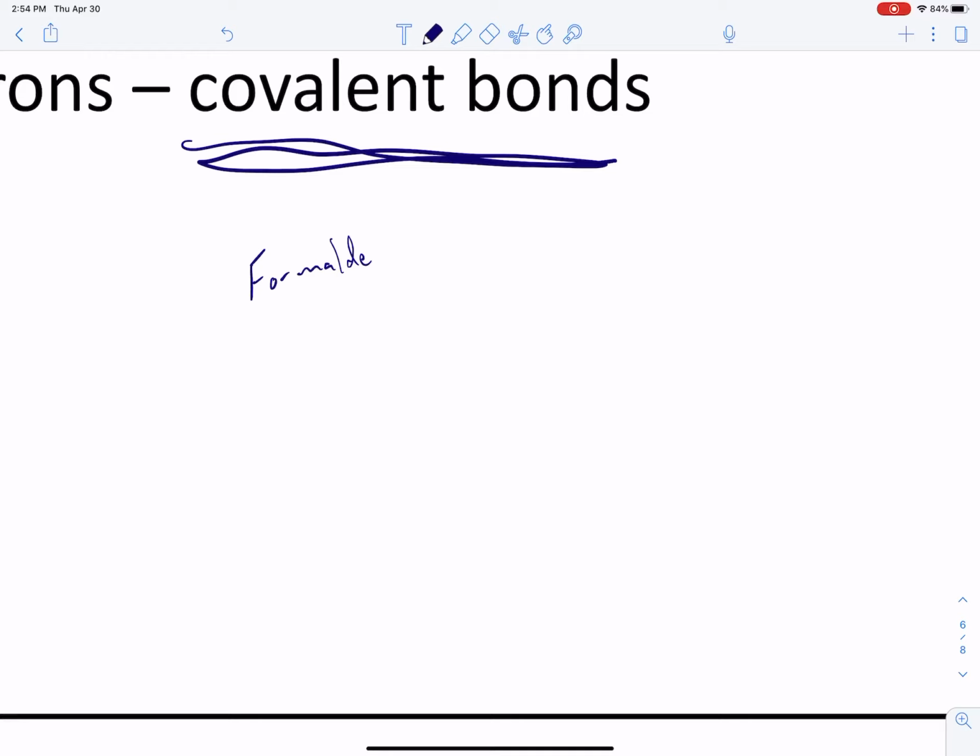Formaldehyde. Formaldehyde is used in embalming and has the formula of CH2O. That's not H2O with carbon swimming around with it. It's a little different. So what I want to do is kind of show you how to build this.